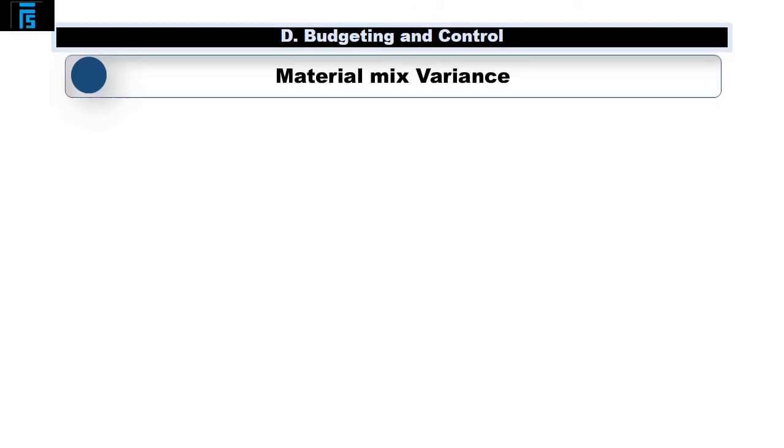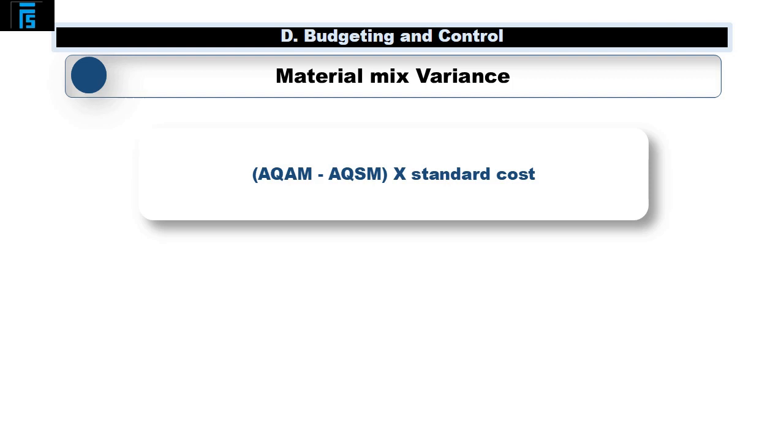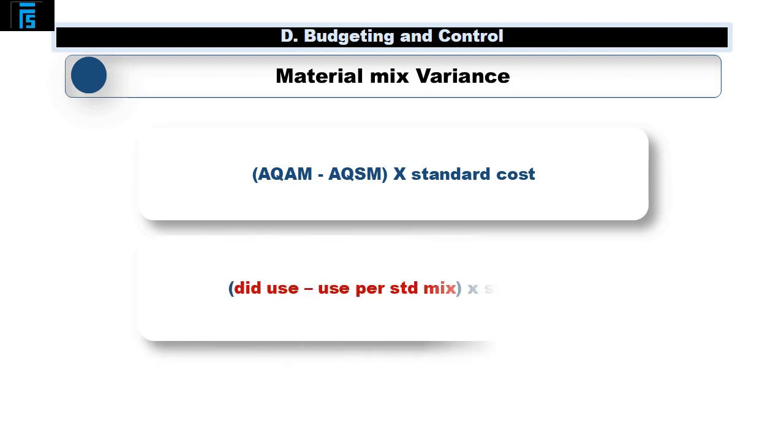Let's now look at the material mix variance in more detail. The formula we are going to use to calculate this is the actual quantity used multiplied by the actual mix minus the actual quantity used multiplied by the standard mix. The net of these is then multiplied by the standard cost. We can turn this into what we did use minus what we would have used according to the standard mix. Again, the net figure is multiplied by the standard cost. We need to perform this calculation for each material in the mix and then total them together to find the total material mix variance. So let's look at a quick example to see this in action.